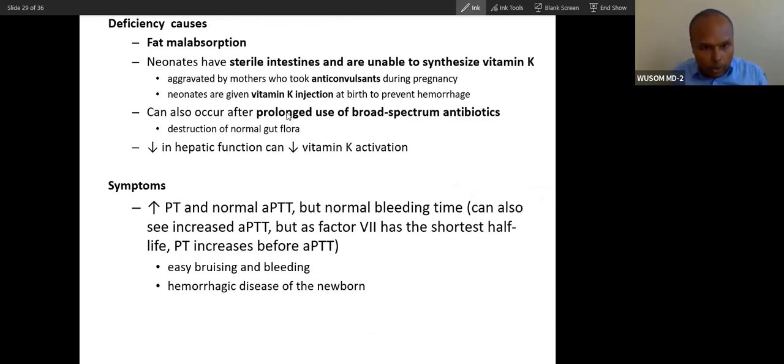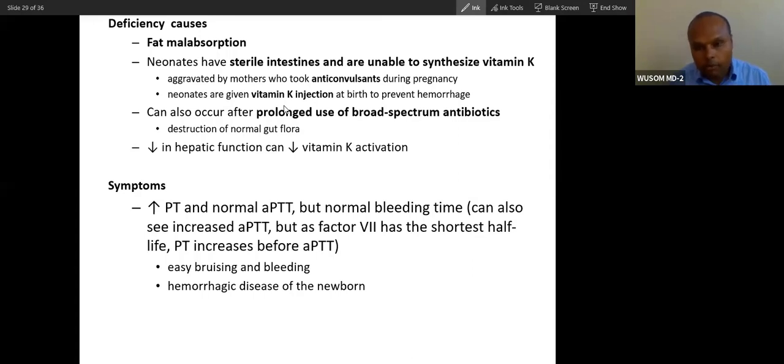And a very important thing about vitamin K is the newborn baby. The baby's intestine is sterile, and that is why vitamin K cannot be formed in the intestine, because vitamin K is normally synthesized by our intestinal bacteria, and that is why we don't need that much vitamin K from outside. Did you understand?